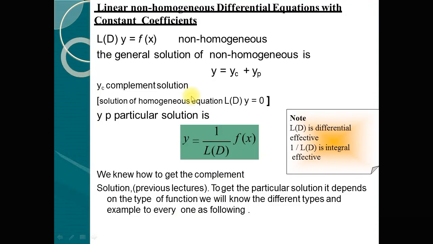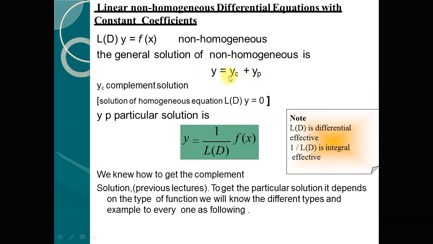So dear students, a linear non-homogeneous differential equation of higher order with constant coefficients has two solutions. One is the complementary solution and the other is the particular solution. When we add these two solutions, the solution for the given non-homogeneous differential equation will be y = yc + yp.